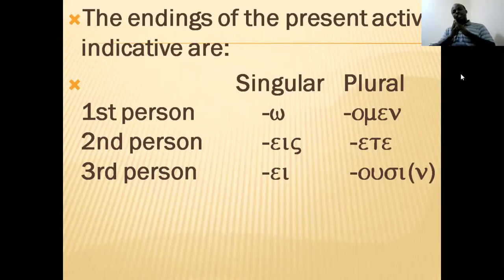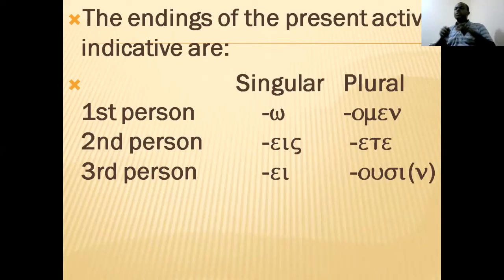Bear this in mind. If you are interested in biblical interpretation, exegesis, and subsequently application of the Bible, it is imperative you memorize these endings, study, apply them, do your exegesis properly, and present a great sermon for the conversion of souls of men. Therefore, the endings of the present active indicative verbs are: the first person singular, omega; the first person plural, omen; second person singular, eis; second person plural, ete; third person singular, ei; then third person plural, ousi. Sometimes it goes with a movable nu.